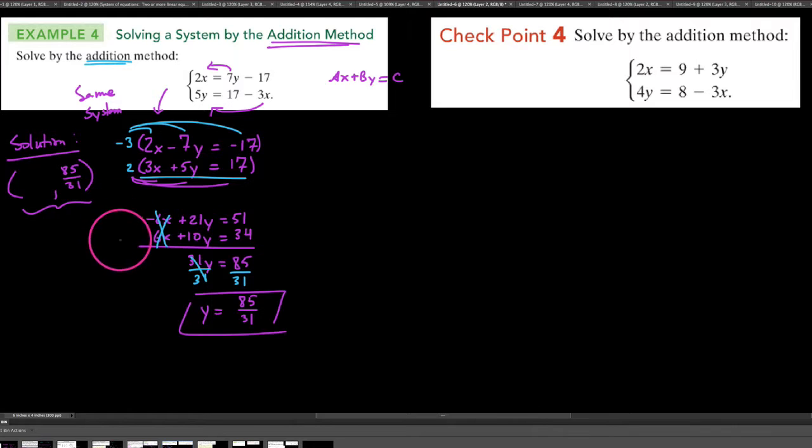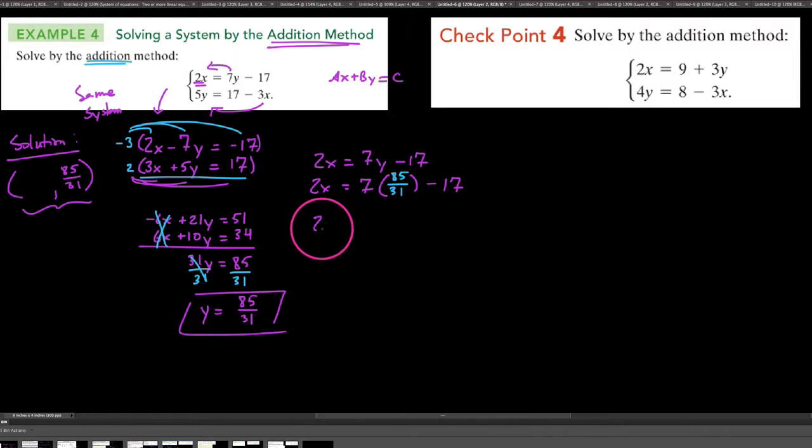So now, looking at finding our x value here, I suppose that if I'm looking for x, it's a little bit easier to solve for x in this first equation. We had 2x equals 7y minus 17. Now, I know the value of y now. We say 7 times our substituted value 85/31 minus 17. So not very fun here, but what we end up with is essentially this.